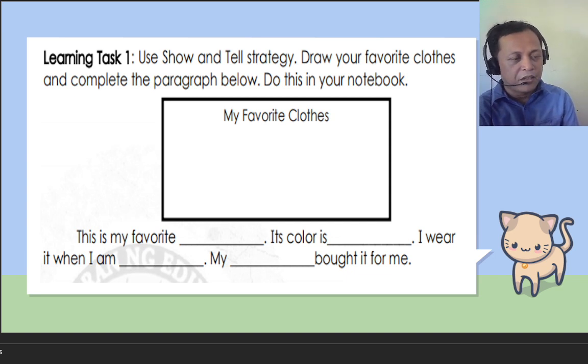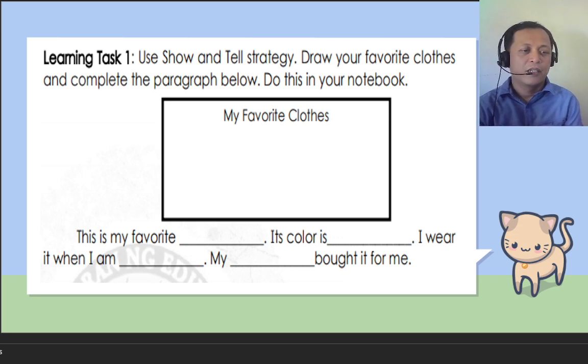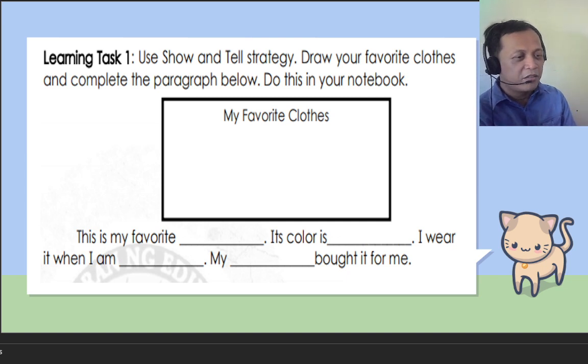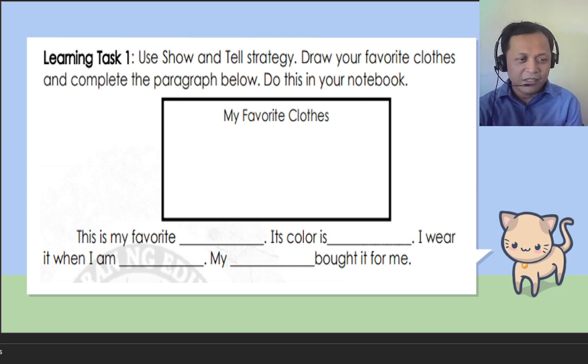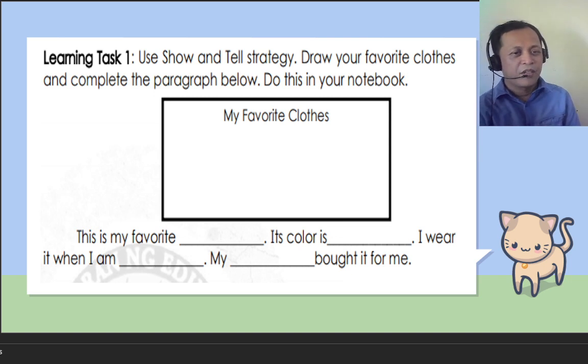The paragraph goes like this, no? This is my favorite blank. Its color is blank. I wear it when I am blank. My blank bought it for me. Say for example, I'm wearing this one. This is one of my favorite clothes, no? This is my favorite polo. The color is blue. I wear it when I am at school, no, and my wife bought it for me.